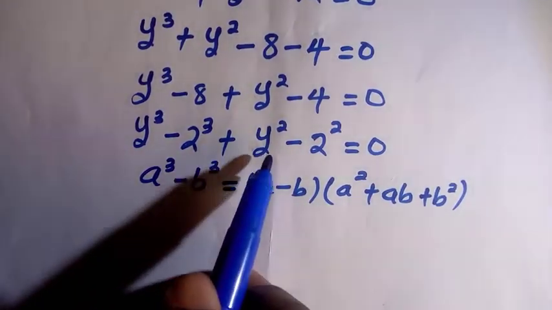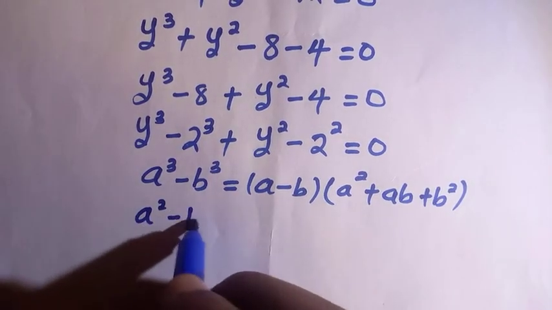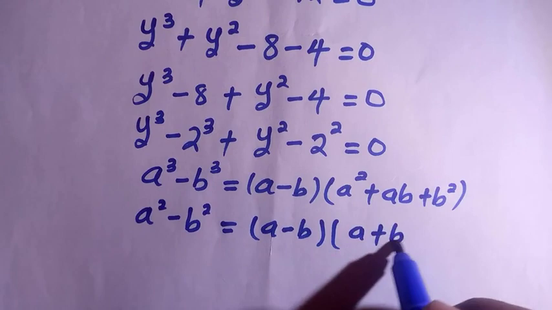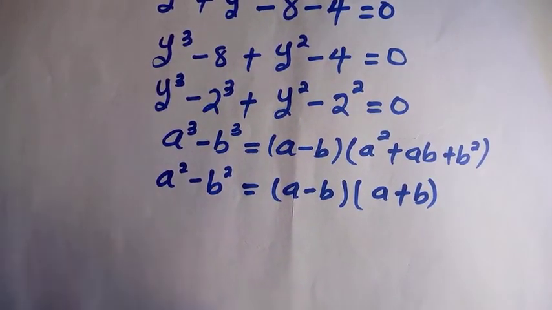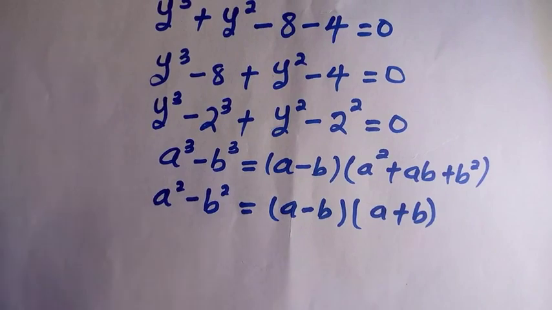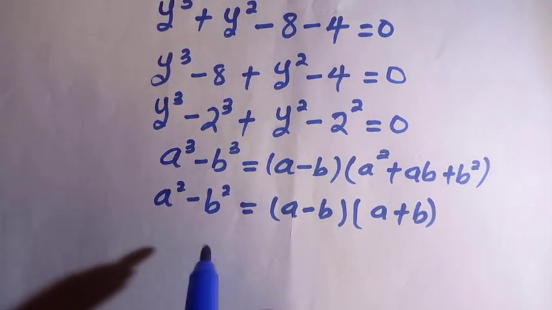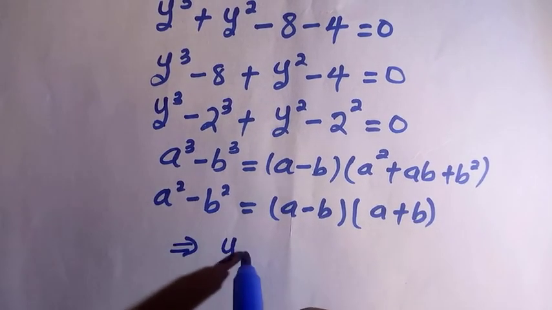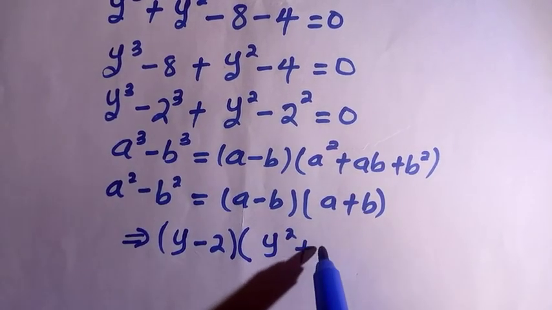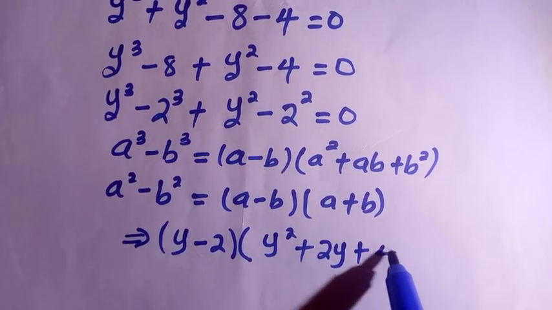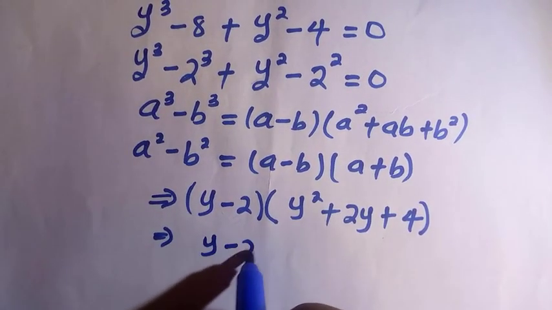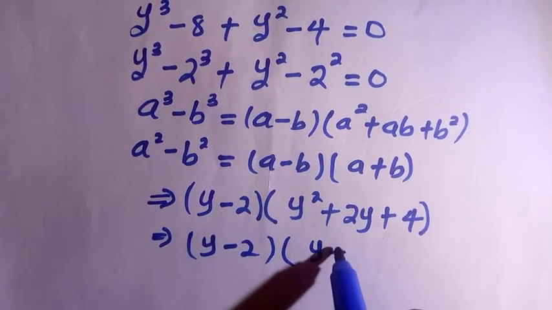For the second one, the difference of two squares, a raised to the power 2 minus b raised to the power 2, becomes a minus b bracket and a plus b. I'm applying these two identities in the third line to the last. Given that a is y and b is 2, we write this as y minus 2, bracket, y square plus 2y plus 4. And for the second one, y square minus 2 square is y minus 2 and y plus 2.